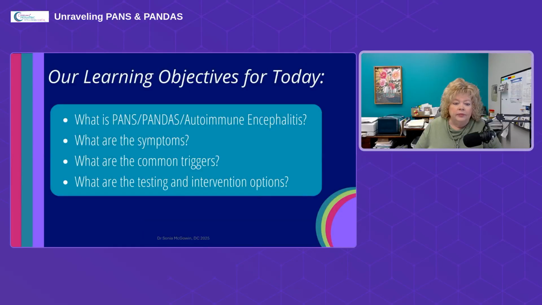Okay. So for today, we are going to be covering what is PANS and PANDAS. You may also hear it called autoimmune encephalitis, so we'll talk about all of that together. We'll talk about the symptoms. We will talk about the triggers and then the testing and intervention options as well.